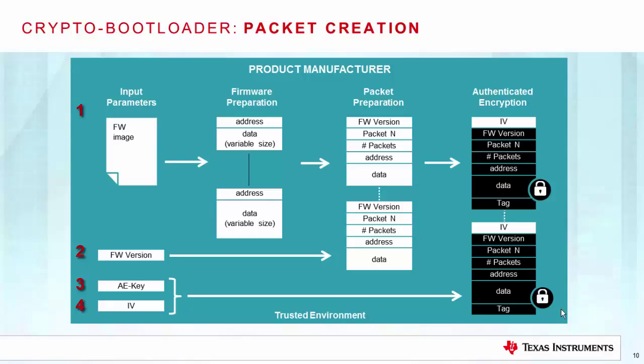Software tools will take these parameters and process the firmware image. The first step is the firmware preparation, in which the firmware image is split into chunks. Chunks represent small segments of data or code to be stored sequentially in a given address location. Chunks contain two fields, address and data. The next step is packet preparation, where metadata is prepended to each chunk. This metadata includes the firmware version, the packet number, and the total number of packets.